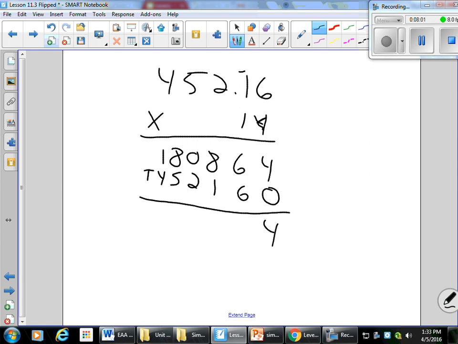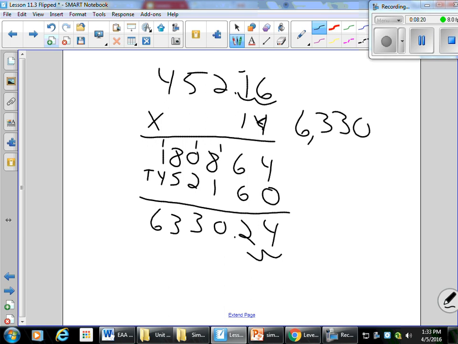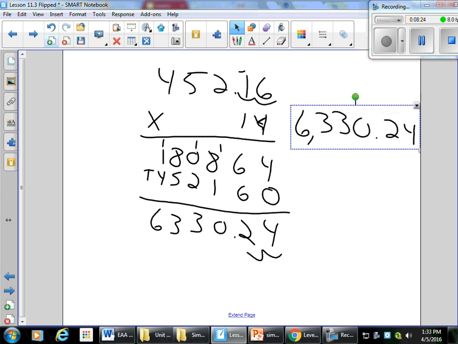Add this up. I have a 4. 6 plus 6 is 12. 8 plus 2 is 10. Gives me a 3. 8 plus 5 is 13. Gives me a 6. Two numbers after the decimal. Two numbers here. My answer is 6,330 and 24 hundredths. That's a long number. Go ahead and take this.